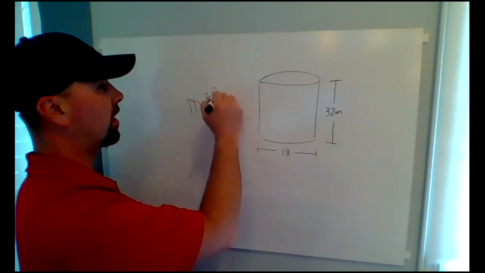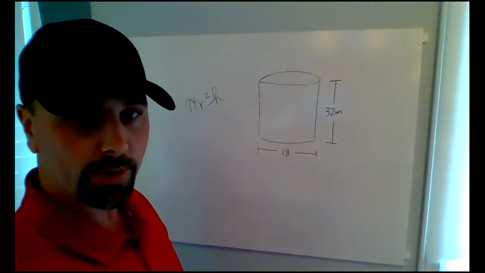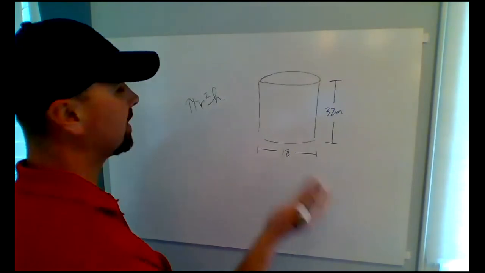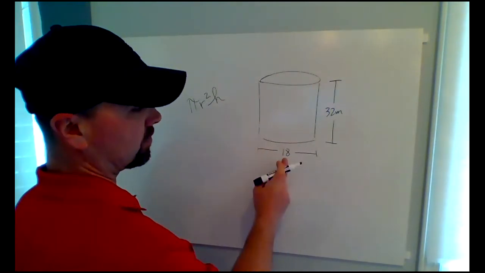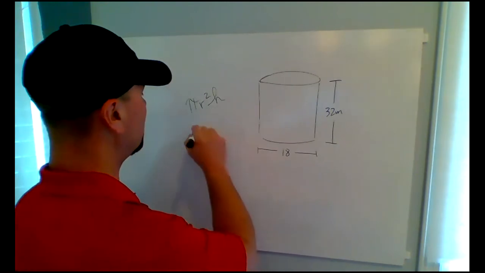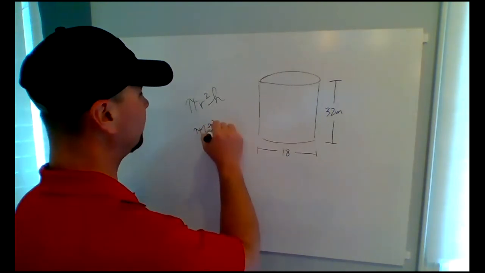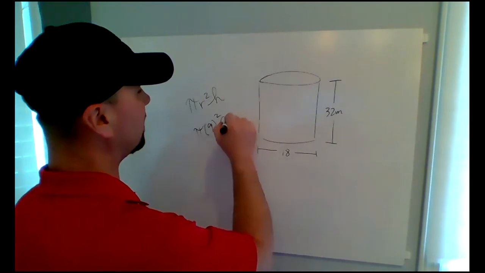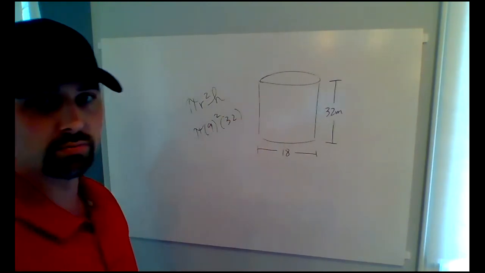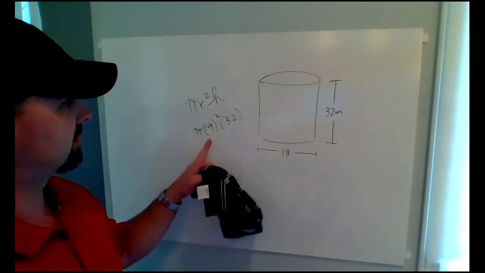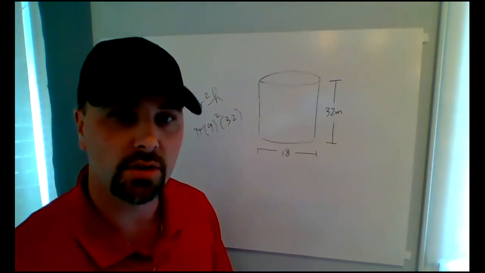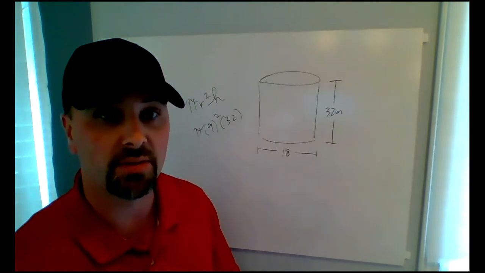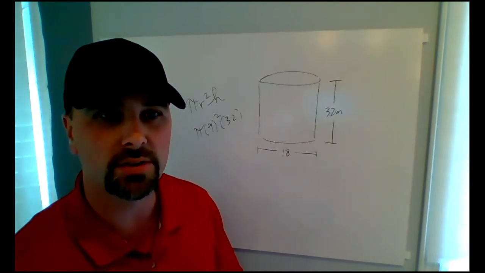Pi r squared times height is the formula for a cylinder. And so now we just put our numbers in. The radius would actually be half the diameter, so it's going to be 9 squared and the height of 32. Pi times 9 squared times 32. Work it through, and that's the answer to your problem. I'm not even going to do it because I'm a little bit worried about time.